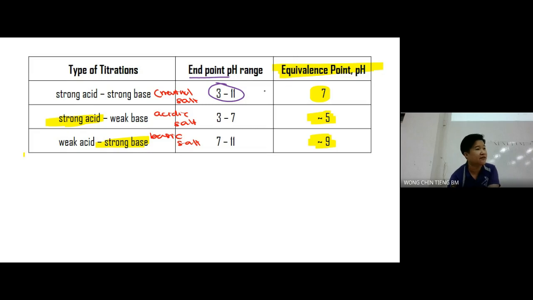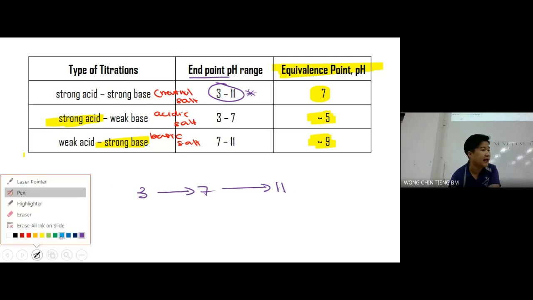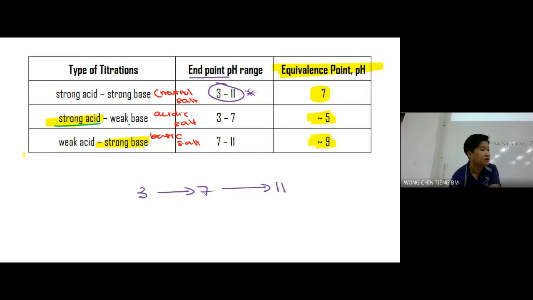Kalau saya dulu, saya hafal ni je. Orang lain saya tak hafal. Saya tahu kalau saya adalah strong acid, strong base, neutral saya adalah 3 hingga 11. Di mana tengah saya adalah 7. Betul? Nampak tak? So, apa jadi kalau dia adalah strong acid with base?